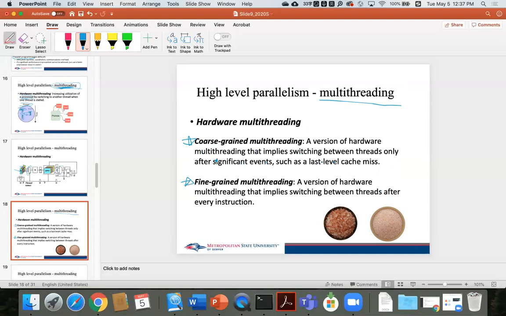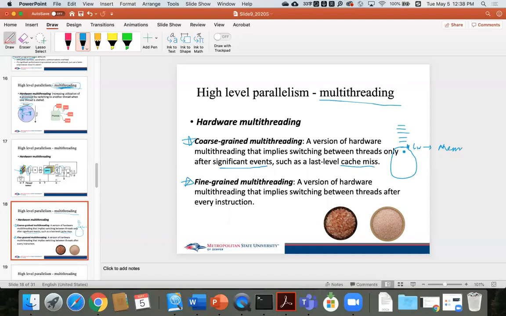Coarse-grained multi-threading means you could switch to another task, another thread. The CPU, the hardware, could switch to another thread after a significant event, such as a cache miss, right? So when you process an instruction sequence, you have many instructions, and this instruction is a load, for example. After that load, you have to wait a super long time because this load will need to read a piece of data from the memory, and you don't have it in the cache.